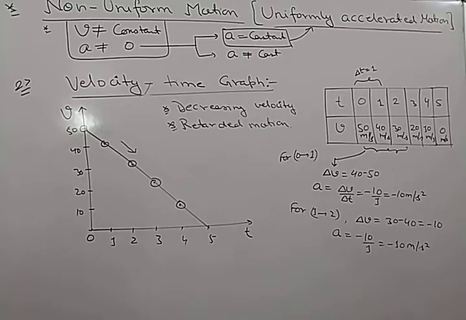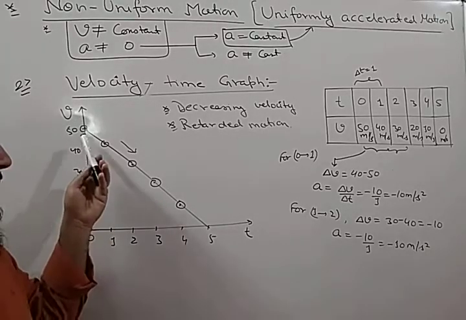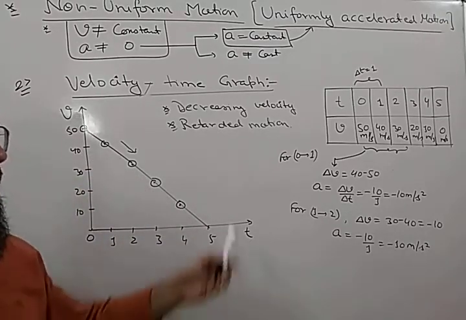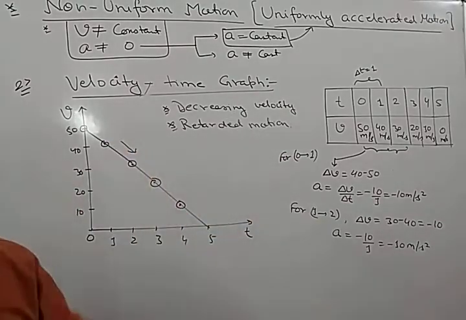Draw the graph. This is the line. This is decreasing. It means the velocity is decreasing with increment of time. All the things we have discussed here. So it is a decreasing velocity graph, or we can say the retarded motion graph. Draw it.